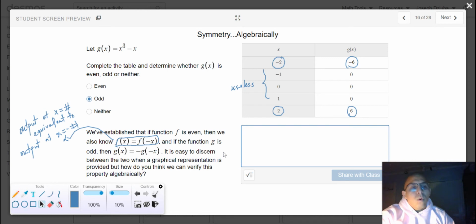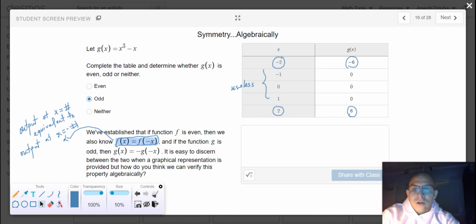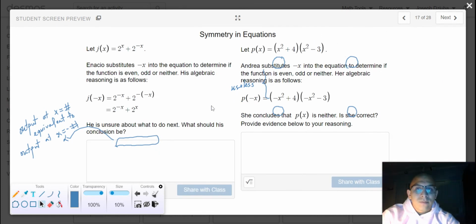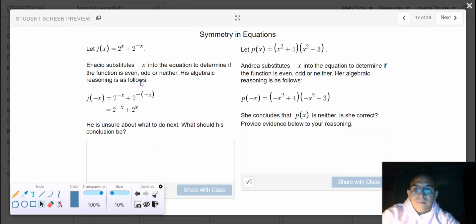Tell me, what would the thought process be regarding how we can take a graphical representation and verify it algebraically? So what could we do to this equation in order to manipulate it to verify that either one of these formulas, for an even function, like the one we see here, or an odd function, are true? Let's take a look at what Ignacio has done.